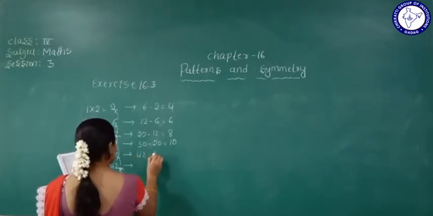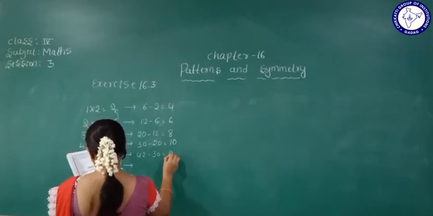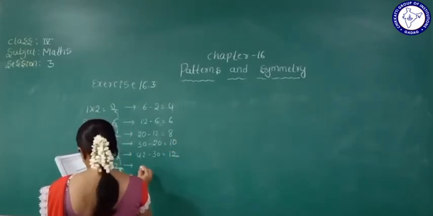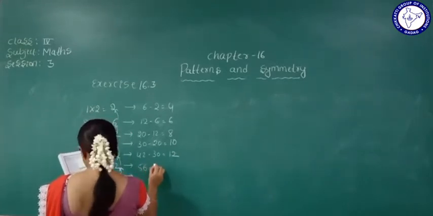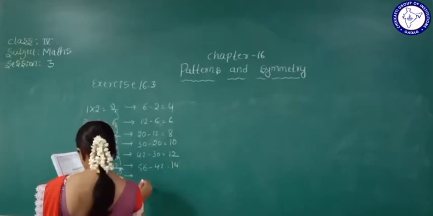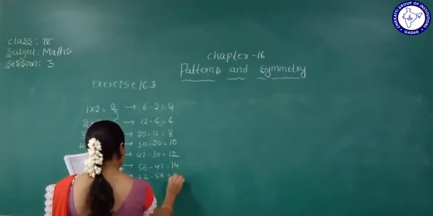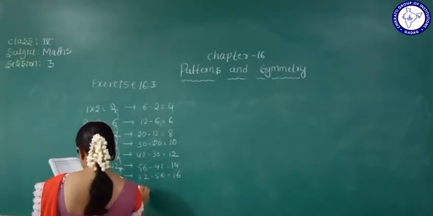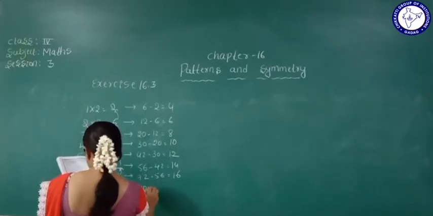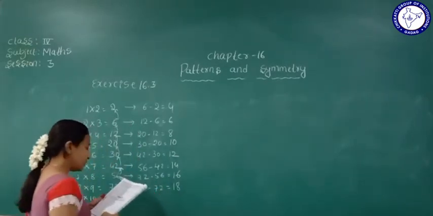42 minus 30 is equal to 12. 56 minus 42 is equal to 14. 72 minus 56 is equal to 16. 90 minus 72 is equal to 18. Yes. So what can we find here?